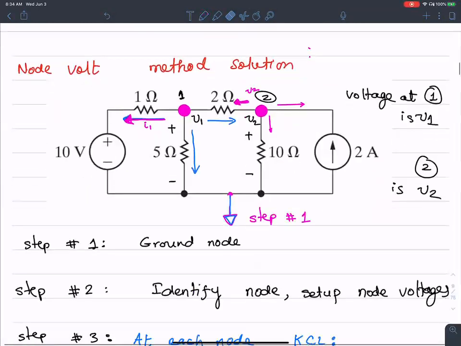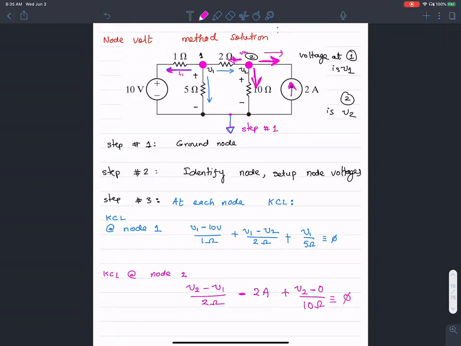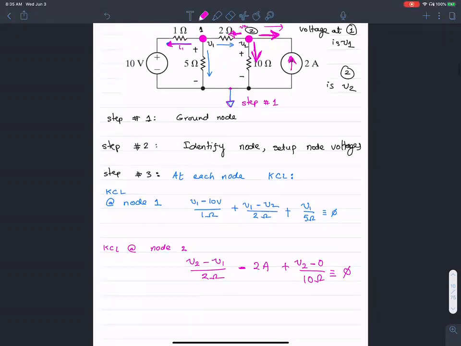So the current going left in the 2 ohm resistance is V2 minus V1 over 2 ohms. There's a current going to the right, which is exactly the opposite of 2 amperes. I know I have 2 amperes coming in this direction, so if I represent it as current flowing in the opposite direction, I include a negative 2. Then I look at the current flowing down. It will be V2 minus ground over 10 ohms. According to KCL, the sum of all the currents leaving this node is 0.